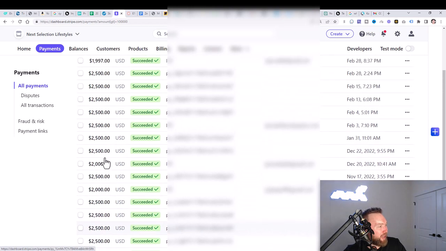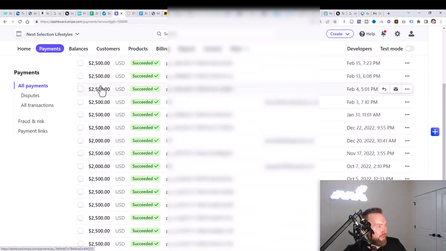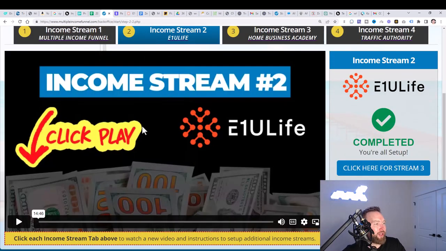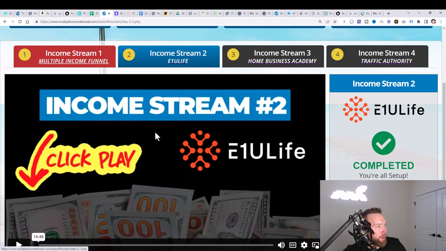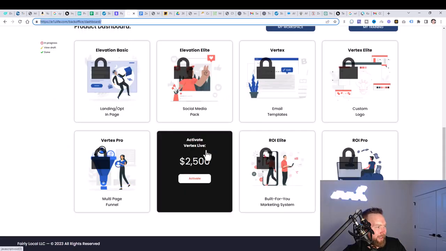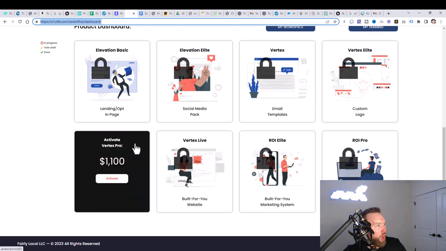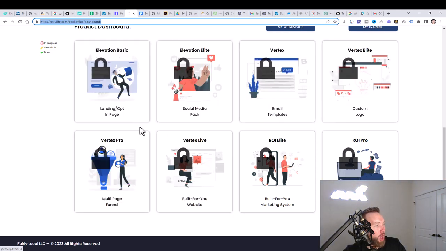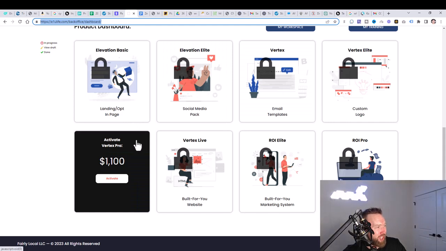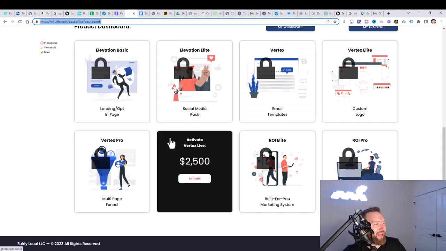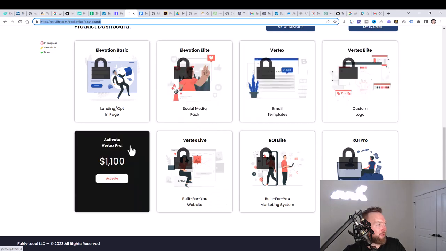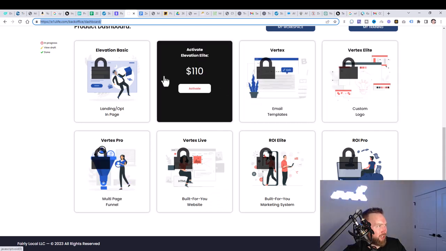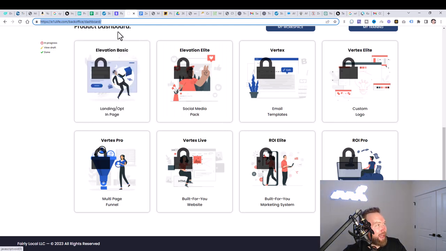And it's not just limited to this year. You can see last year I've got $2,500 payments coming through as well. So that's why it's crucial that you get to that $2,000 level within income stream number two. Okay. Also, when you do activate this income stream, you will get all the products below it. And you'll also qualify for the commissions if somebody decides to buy a lower level than Vertex Live. So if somebody decides to get Vertex, you're getting the commission there, Elite, Pro, and then of course, Elevation Elite and the Basic. So that's why it's so crucial.